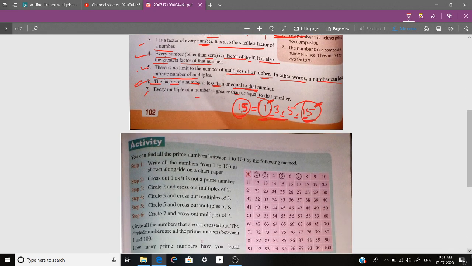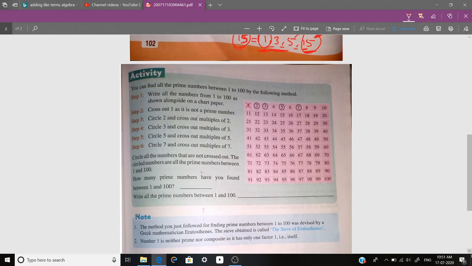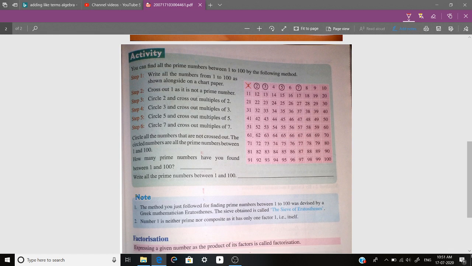Now there is an activity which you have to do in your book. You have to circle all the prime numbers. These are the numbers from 1 to 100. For example, the first prime number is 2, so circle 2, then circle 3, and circle all the prime numbers, and cross every composite number. So you have to cross every composite number and circle every prime number. This you have to do in this activity.